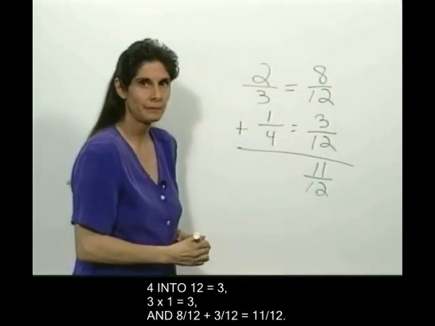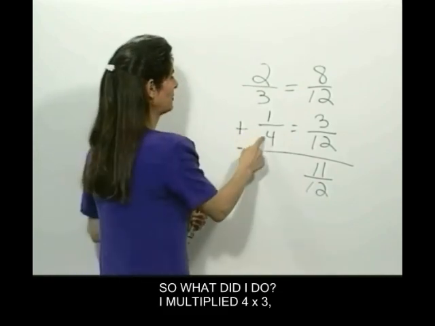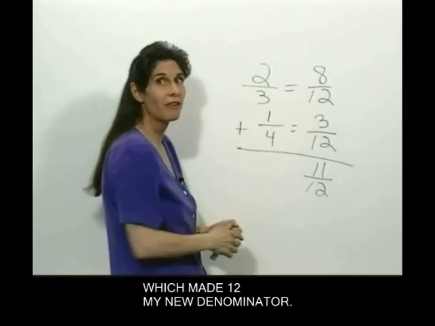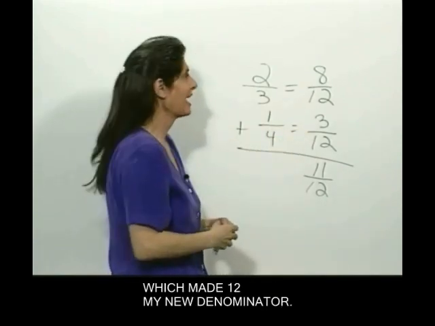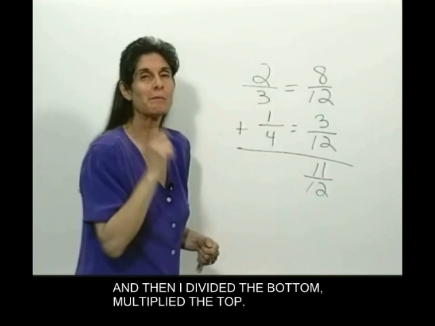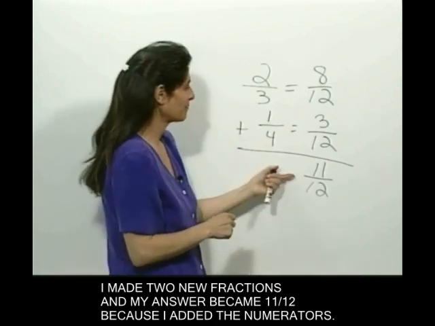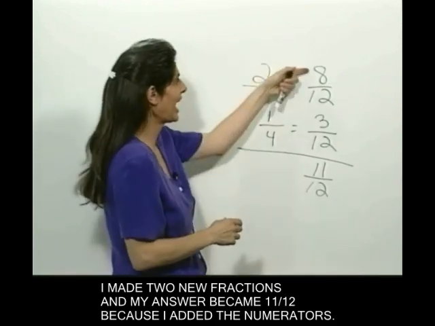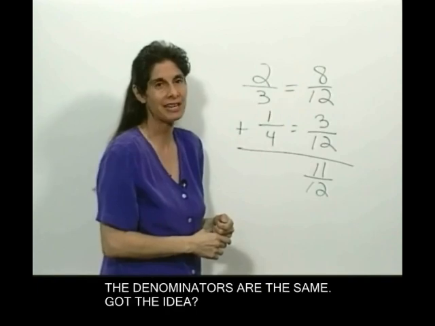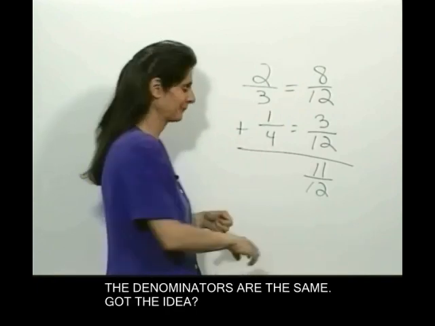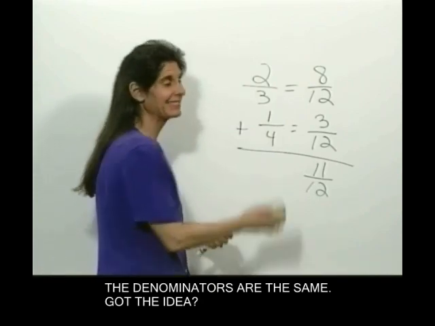11/12. So what did I do? I multiplied 4 times 3, which made 12 my new denominator. And then I divided the bottom, multiplied the top. I made 2 new fractions, and my answer became 11/12 because I added the numerators. The denominators are the same. Got the idea? Let's try another one.